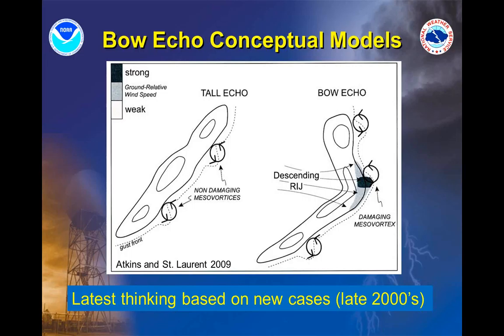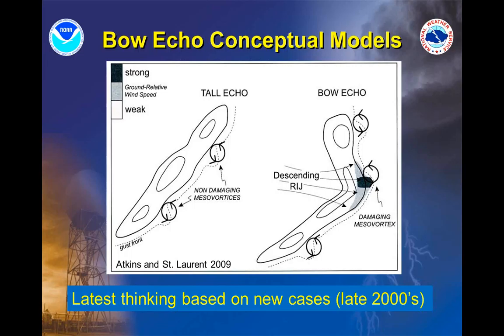If you have a larger line extending across, you may come across two or three preferred regions, not only near the apex, but also north of the apex of the bow echo, where we see actual tornadogenesis that might be occurring. But primary damaging winds would be from maybe the apex southward.